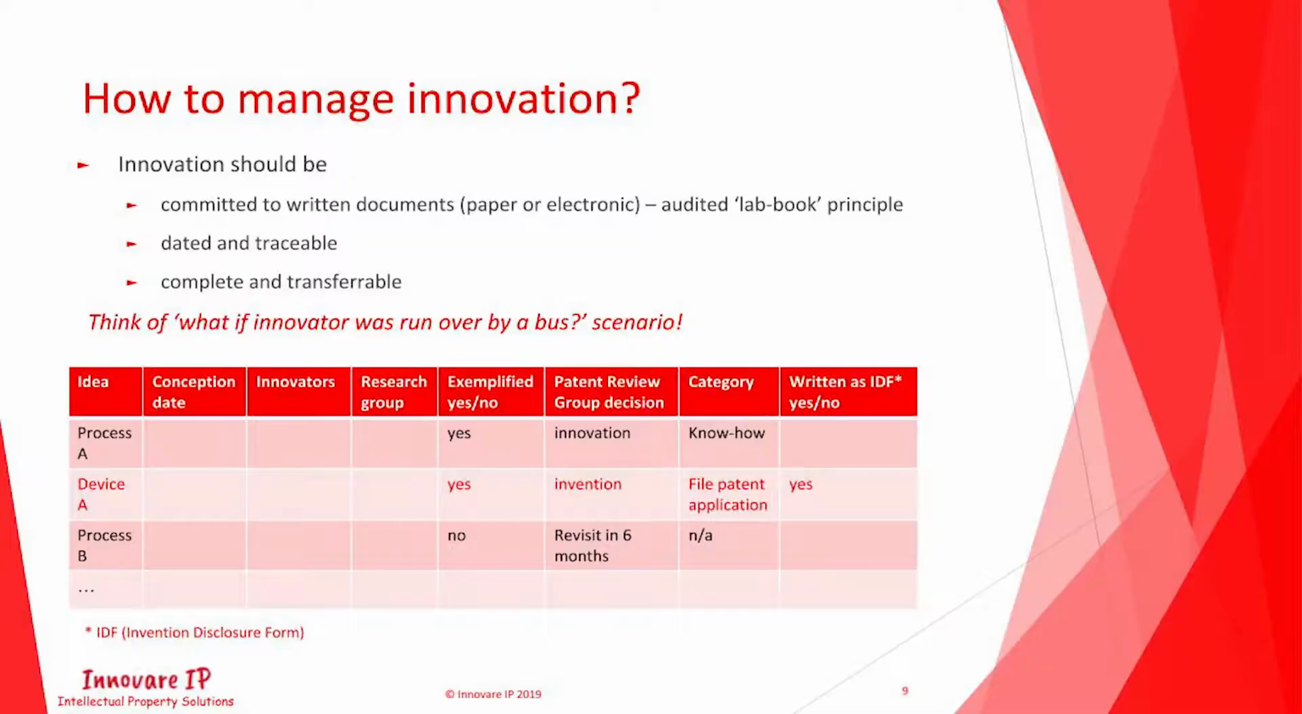So how do you manage innovation? Ideally, it should be committed to written documents. And I know that we are slowly moving to electronic means of storing information, so this is absolutely fine. And you should use the principle of audited lab books.